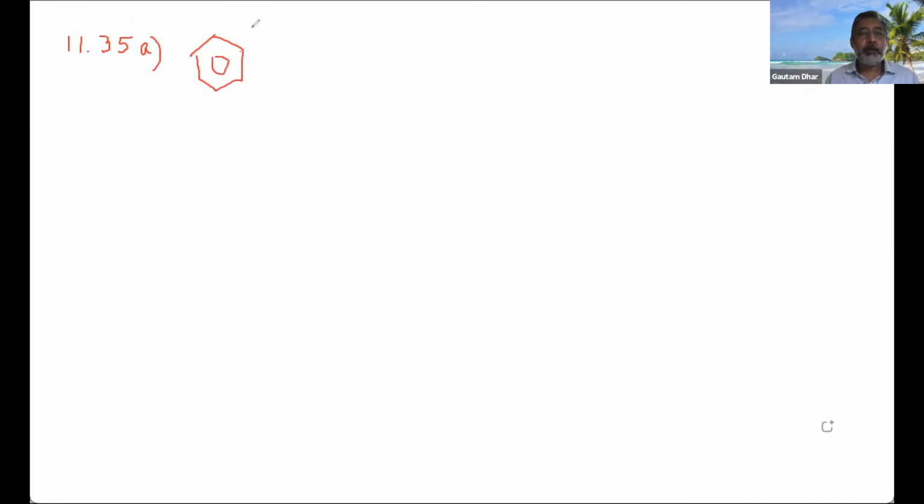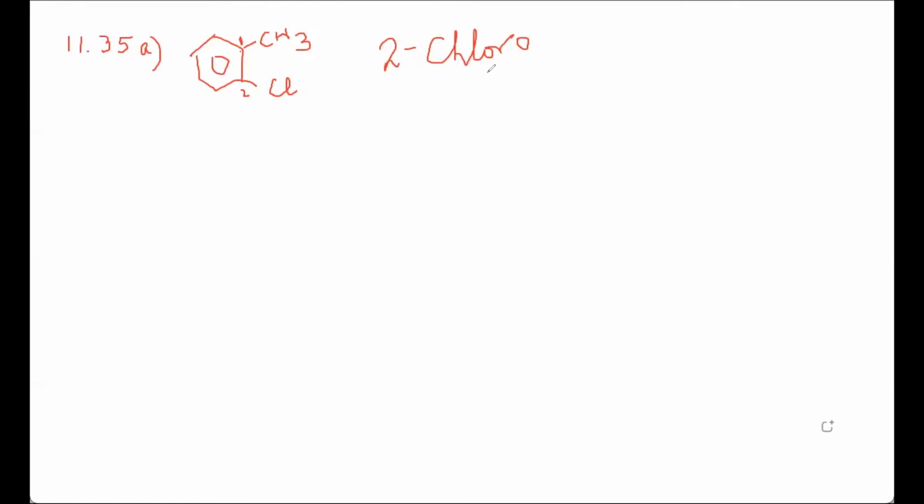Now I can draw it any way I want as long as it is maintaining the same order. CH3, and then we have a chloro. So this is toluene. And if you're numbering it, this one, then you have a two. Okay, so what is the name of this? 2-chloro. What else? Yes. Quite good. Now this is one word, okay? Do not separate them. Not benzene, but it's toluene. So 2-chlorotoluene.